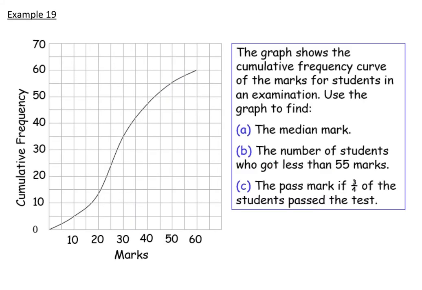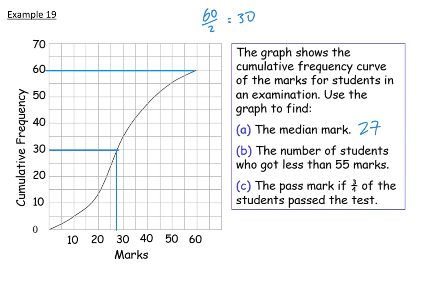Example 19. The graph shows the cumulative frequency curve of the marks of students in an exam. Use this to find the median mark. We can see that the maximum frequency occurs at 60. So the median is going to be the 30th, because that's 60 divided by 2. We read across from 30 to where it hits the curve, and then from the curve down to the axis, and we can see the median is 27.